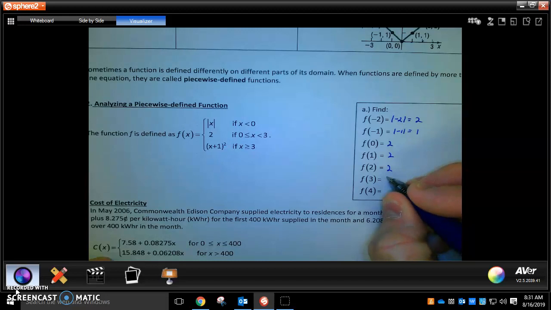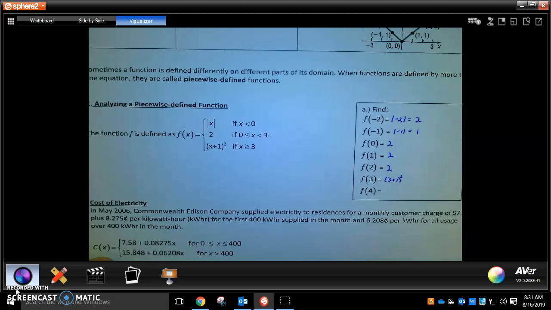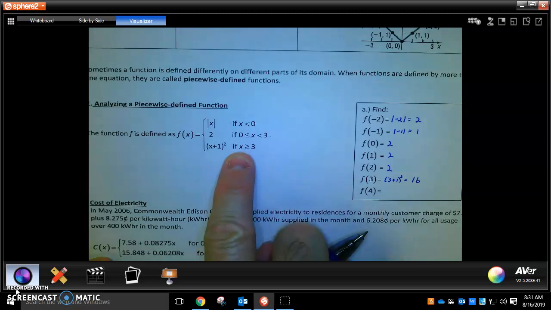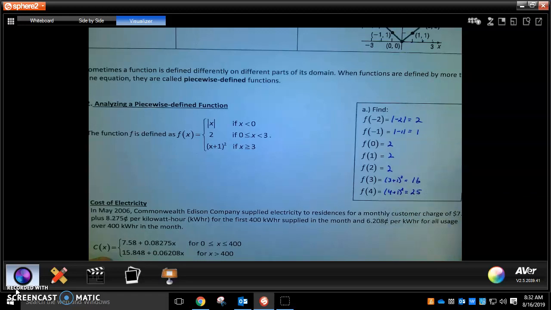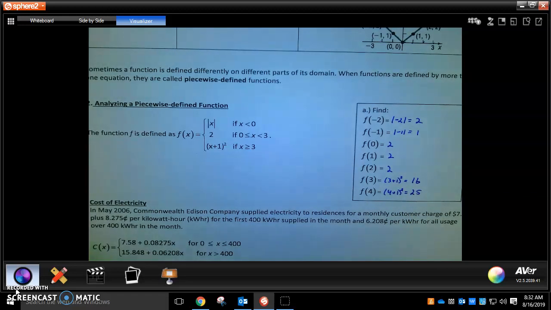So we're going to plug in a 3. So 3 plus 1 squared. That's what we're going to do. Well, that's 4 squared, so that's 16. Okay, what do you get when you plug in a 4? Well, again, we're in this interval right here. And when I plug in a 4, we're going to get 4 plus 1, which is 5. 5 squared is 25. So that is what you get when you plug a 4 in.